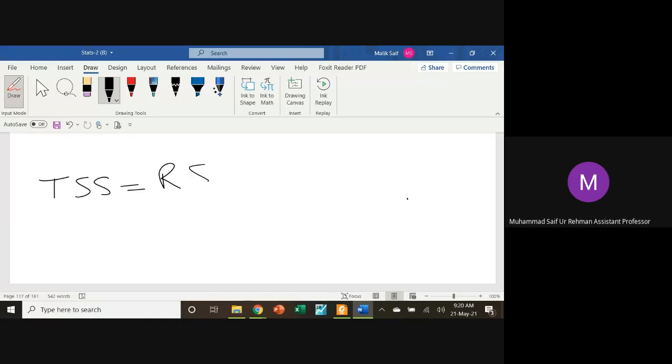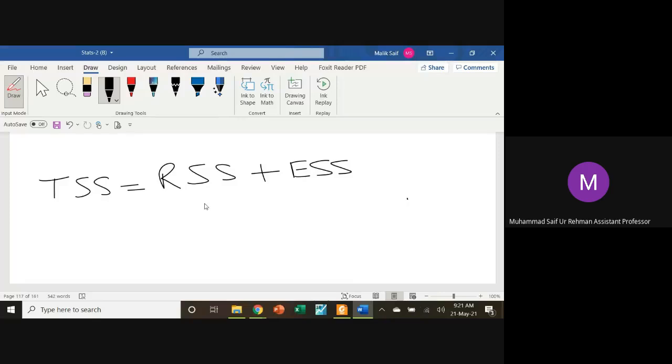normally in econometrics we use regression sum of squares. And if you see in your book, it is SST and error sum of squares. Okay, so what is this RSS?